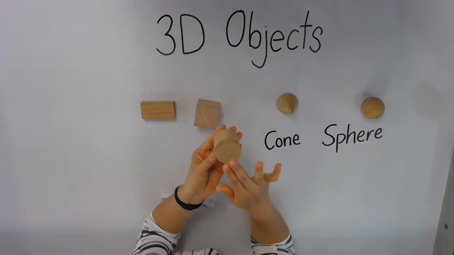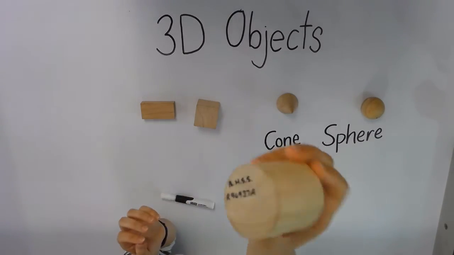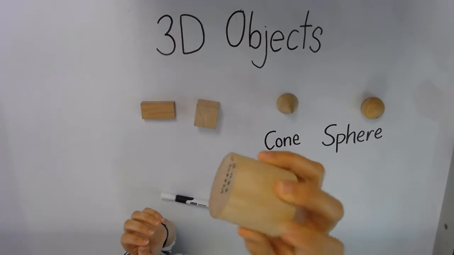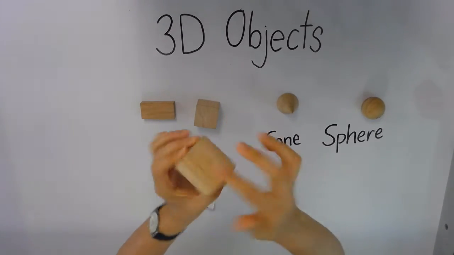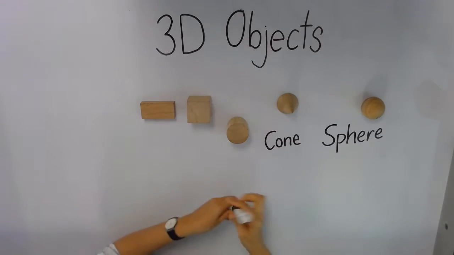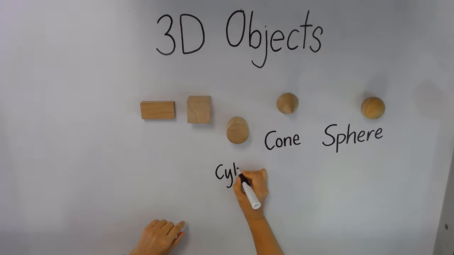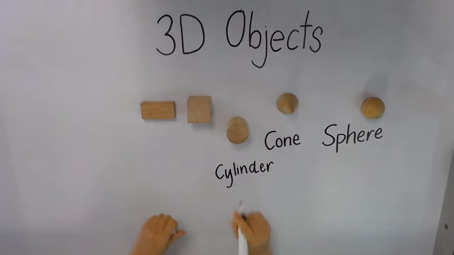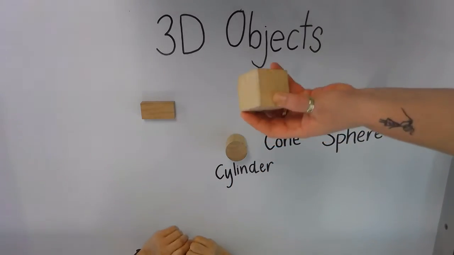Now, this one here has got a flat surface on the top and a flat surface on the bottom. It sort of looks a bit like a barrel. It's sort of got a round face there as well. This one also has a bit of tricky spelling. It's called a cylinder.